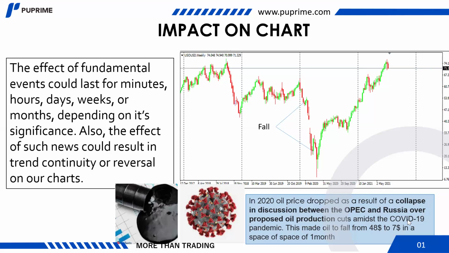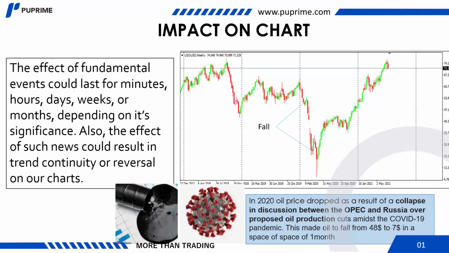Now, for the news that results in trend continuity, what that means is that if the trend for that currency before, for example, has been a bullish trend, and the news comes out and is good for the currency, it means it will push the currency higher, since the original trend has been bullish and the data that comes out is equally bullish. So it will continue going higher in that bullish direction.